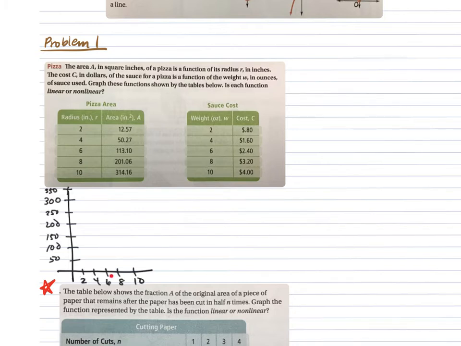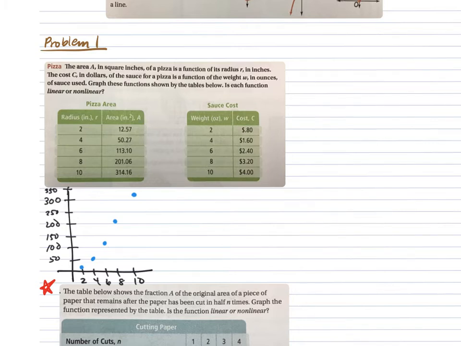Okay, and then I chose to do this by 2s to go just to 10. That's easy. And then here I wanted to make sure I could at least get to 300, so I split these up by 50s. So this first one is 2, 12 is about here, 4 to just about 50, 6 is 113, so somewhere like here, 8 is a little bit more than 200, and then 10 is where we hit this 314, which is kind of here. So you can see it's not linear, right? It's not going up by the same each time.